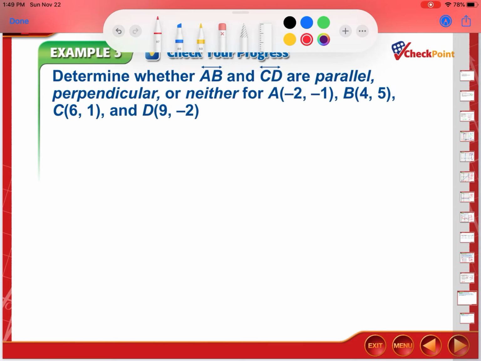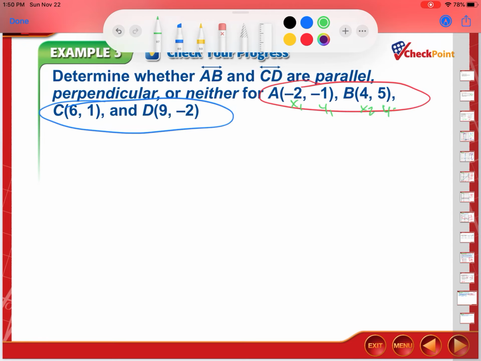Okay, so problems that you'll see based on this fact, you might see something like determine whether AB and CD are parallel, perpendicular, or neither, using the following points. So they give us point A and B, and then they give us point C and D. So we have to calculate the slope of each line and see whether they are perpendicular, parallel, or neither. Maybe they're just intersecting. So first things first, let's calculate the slope of AB.